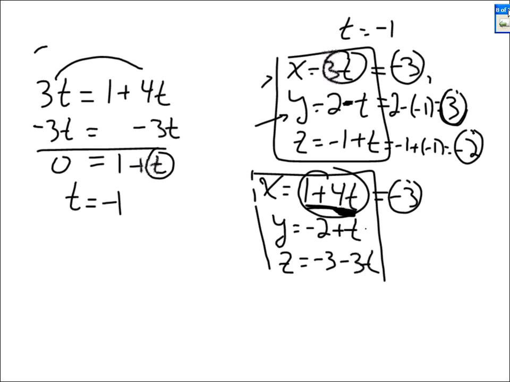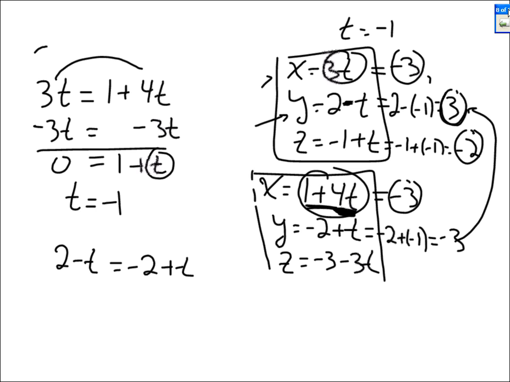Let's see if it works. You get negative 2 plus negative 1, which is negative 3. Nope, the y values don't match. They do not intersect. t had to be negative 1 to get the x's equal. You could have tried to get the y's equal. I could have said one of the y's equals the other y value. I set those two y values equal.